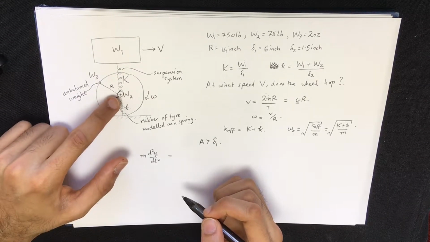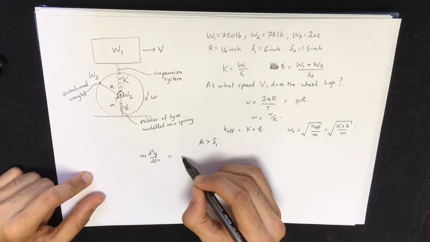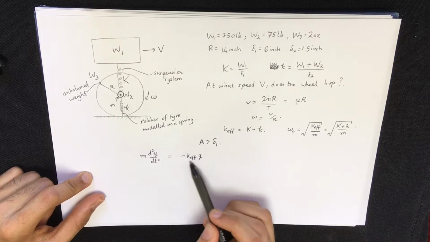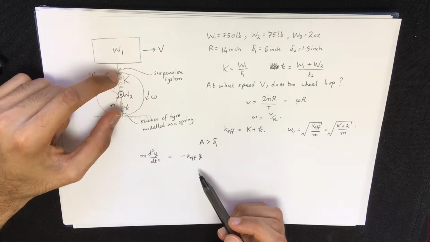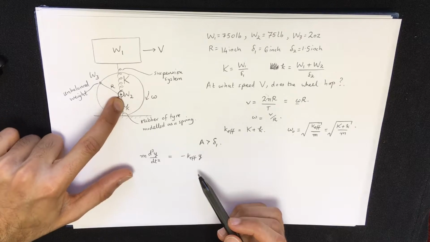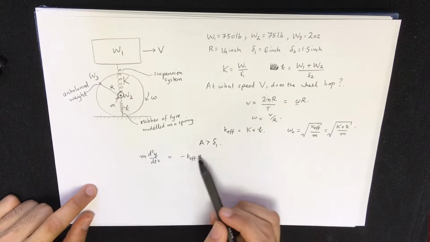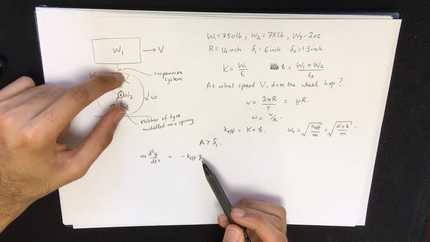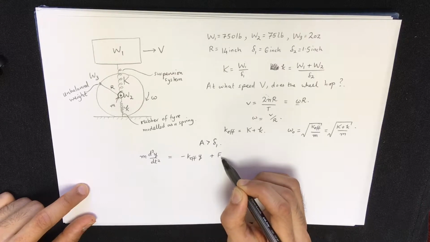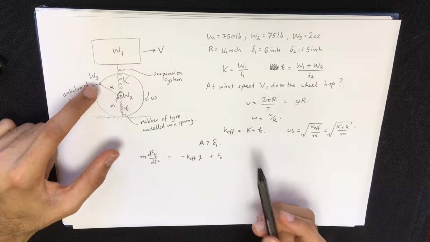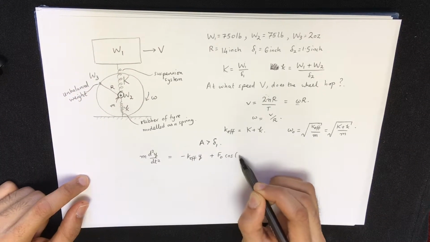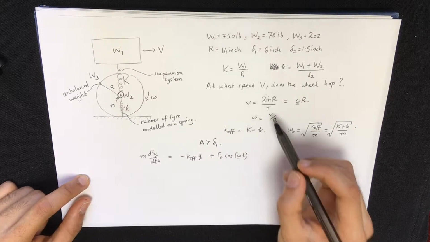And that's going to be equal to two forces. It's going to be equal to minus K effective times y. This is basically the effective spring constant of the suspension system and the rubber in the tire if I nudge the center of the wheel down by a tiny amount, y. So this is the restoring force caused by both of these springs. And it's also going to be equal to the periodic driving force F0. Because it's periodic, it has to be a sinusoidal signal, so it's going to be something like F0 cos omega t, where omega is what we figured out earlier.